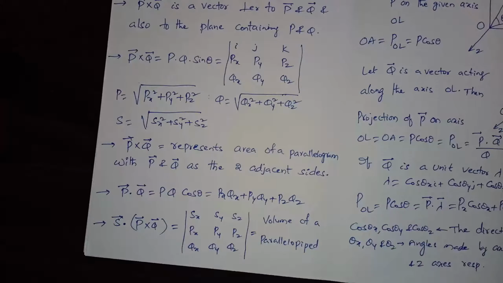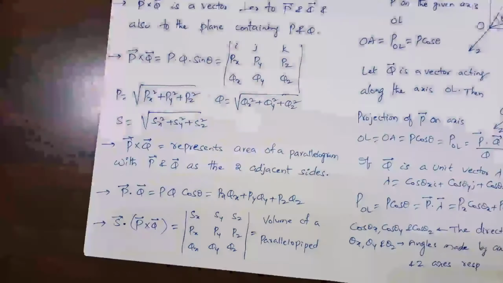And also if you take the triple product, that is s bar dot p bar cross q bar, that is equal to the determinant of sx sy sz, px py pz, qx qy qz, and that will represent the volume of a parallelepiped.